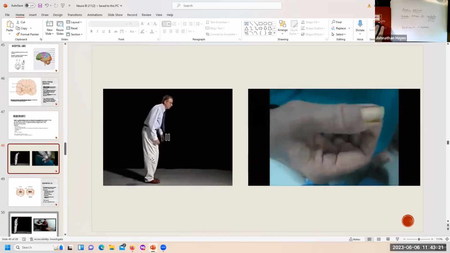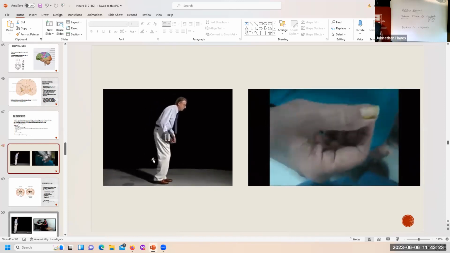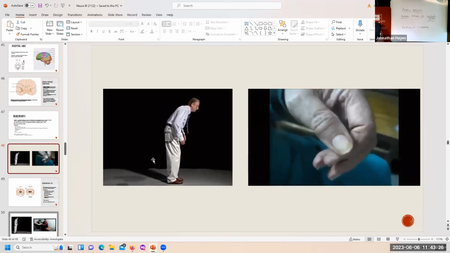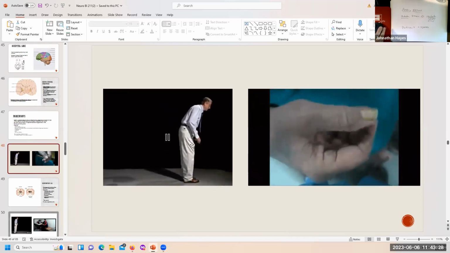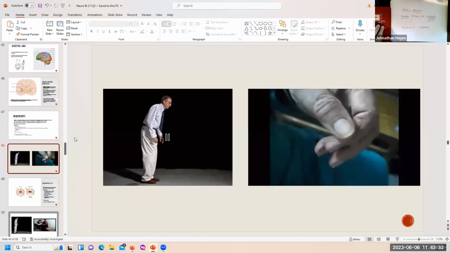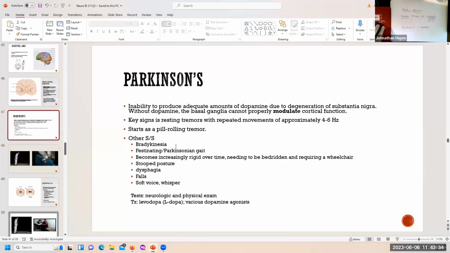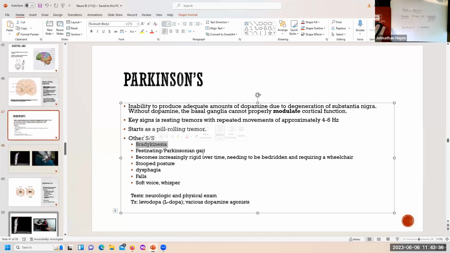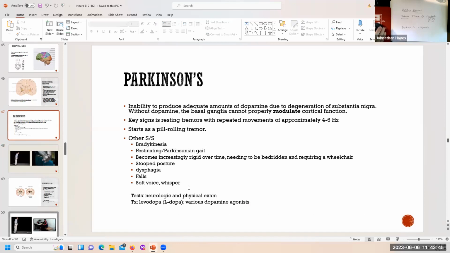But this is an example of, again, upper motor neuron lesions. The body's real stiff. But in this case, it's because of lack of dopamine, right? So everything has become very slow and rigid, right? So that's what the bradykinesia is. That's the gait that we just saw. That's a festinating or Parkinsonian gait. Sometimes they call it cogwheel rigidity. I don't know what a cogwheel is. I know it has something to do with gears and stuff like that, but I don't know. Maybe it looks like it needs oiled or something.